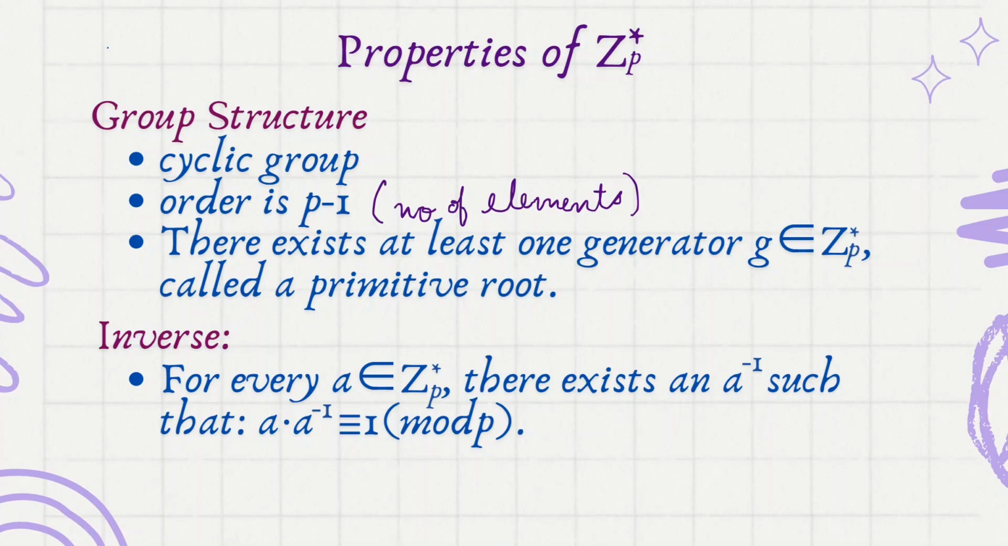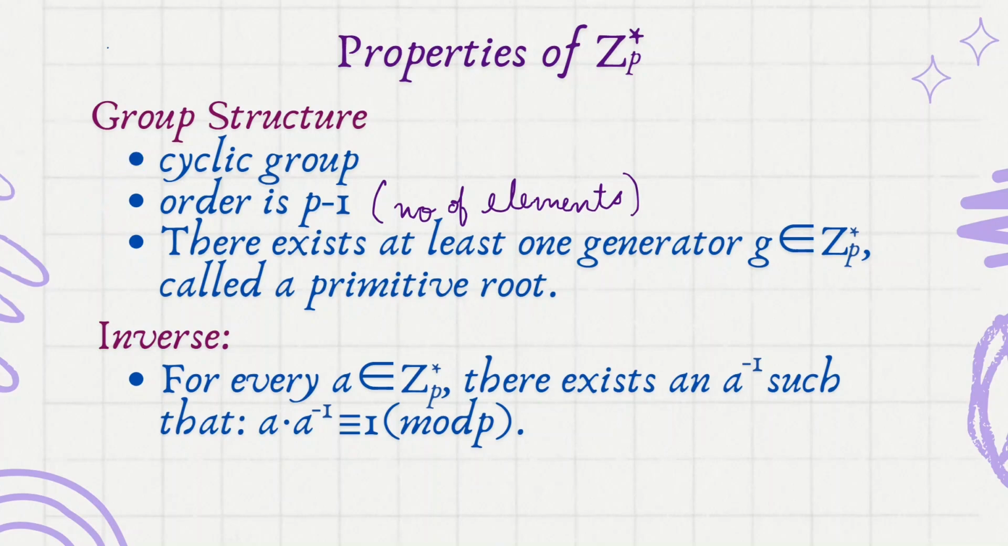Properties of Zp star. Group structure: it's a cyclic group. I'll explain why it's called a cyclic group. Its order is p minus 1. That is, it has p minus 1 elements. That's evident from what we saw before: 1 till p minus 1 is p minus 1 numbers. And there exists at least one generator g belonging to Zp star called a primitive root. So if p is a prime number, then Zp star is a cyclic group and it has at least one generator. And these two points are kind of related.